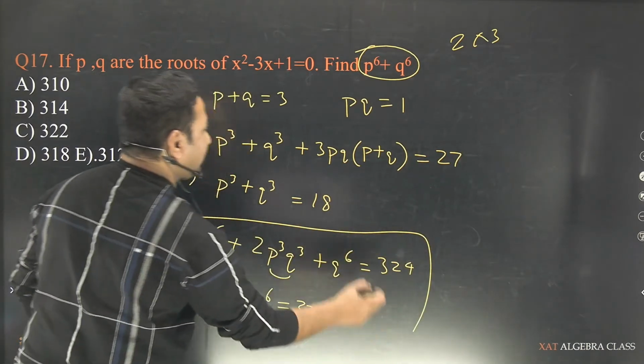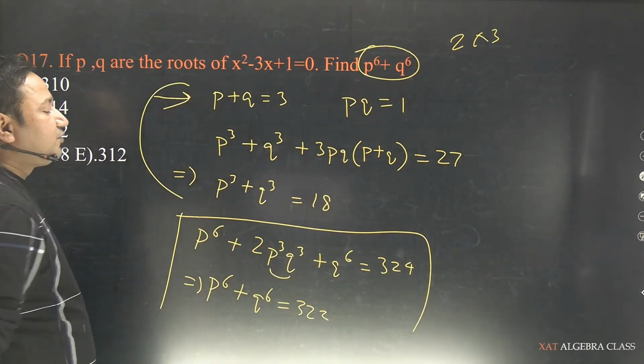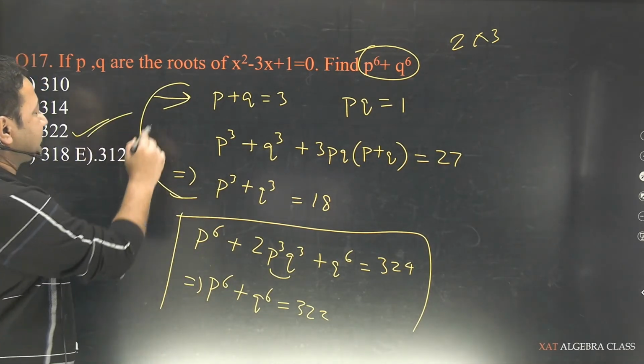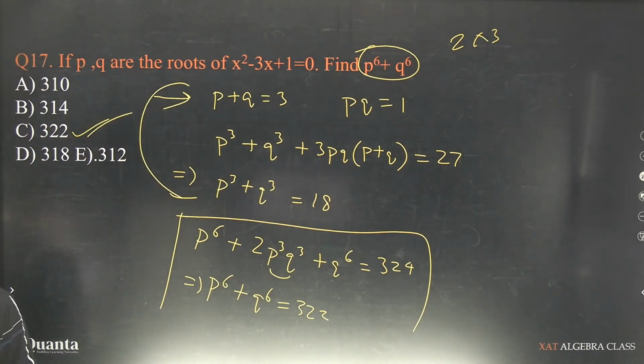And thus the smartness that we showed over here, taking the cube first then the square, would save us a lot of time. C is the correct answer. All right. Good. Going on to the next one.